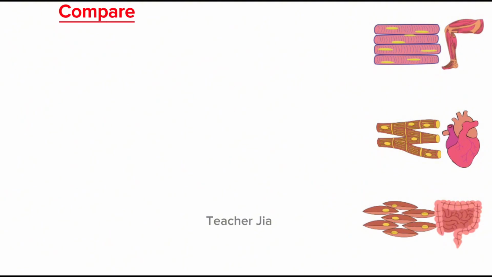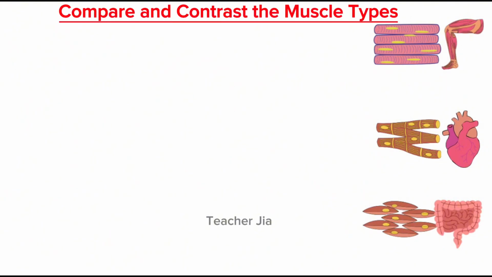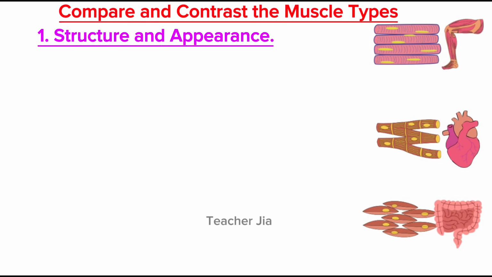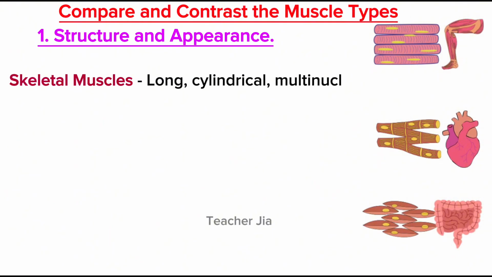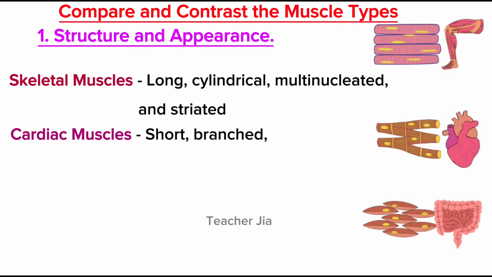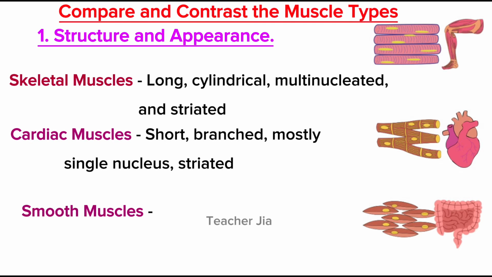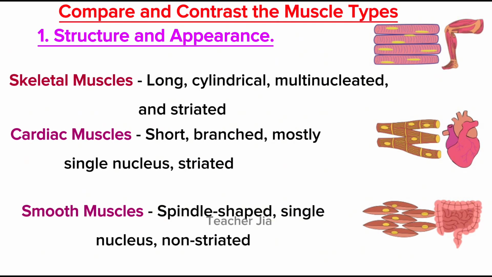So we move to comparison between the muscle types. So it's compare and contrast the muscle types. We're going to start in terms of structure and appearance. How are the skeletal muscles looking, cardiac muscles and smooth muscles? It's more or less like similarities and differences of the muscles. Skeletal muscles are long, cylindrical, multinucleated and striated. Cardiac muscles are short, branched, mostly single nucleus and striated. Smooth muscles are spindle-shaped, single nucleus, non-striated.